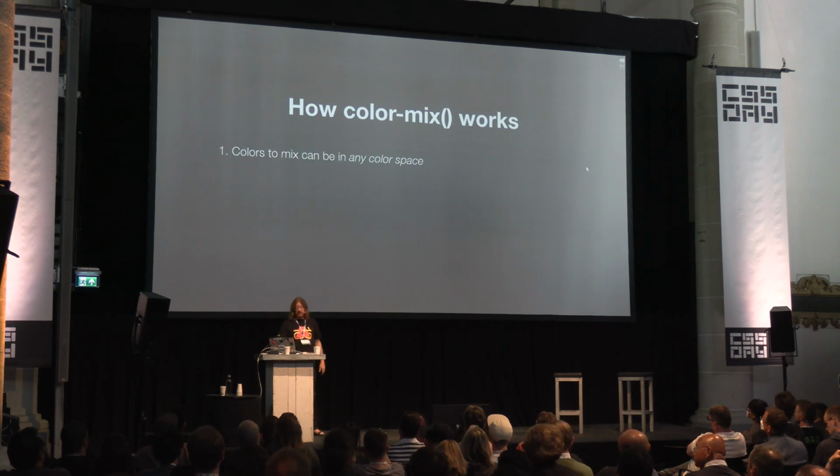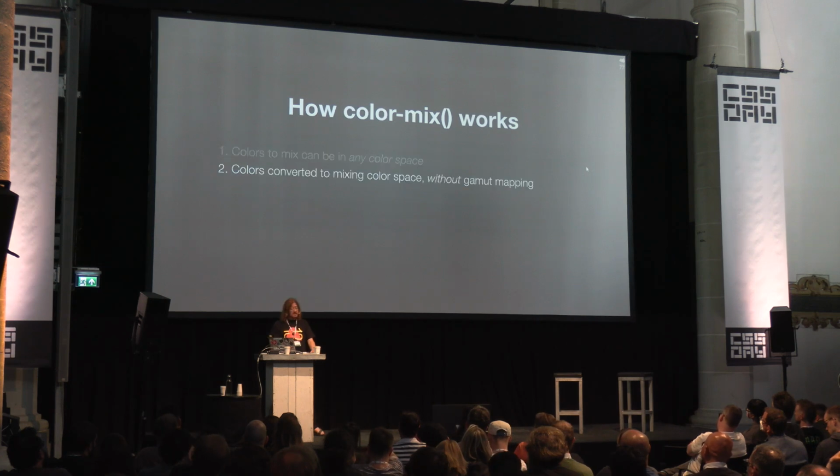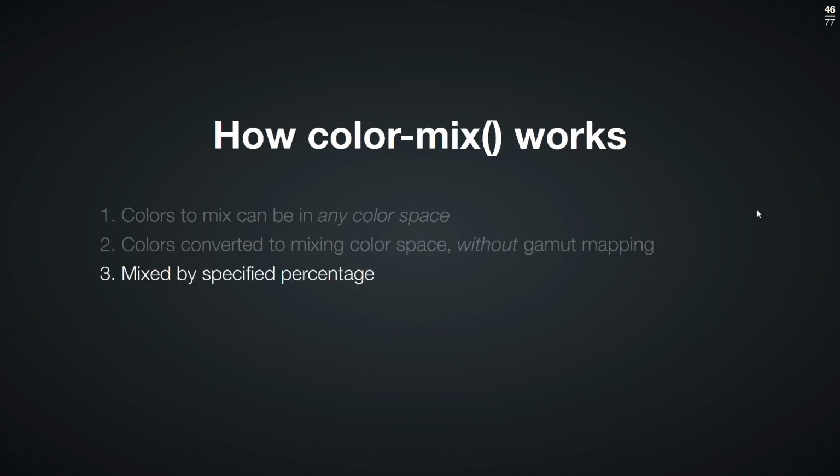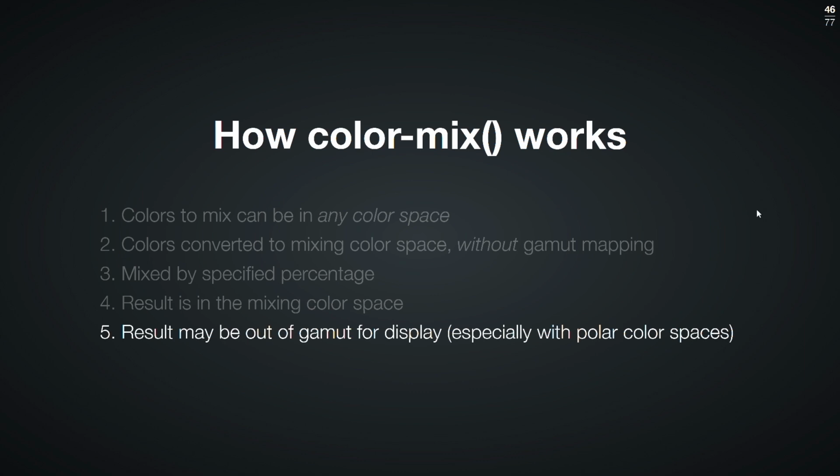So that's the summary. You convert the inputs to the mixing color space. It doesn't matter what they're in, because they get converted. They don't get gamut mapped, so if they're out of gamut, you still use these negative and greater than 1 values. They're mixed by the specified percentage, you get a result, and then it might be out of gamut.